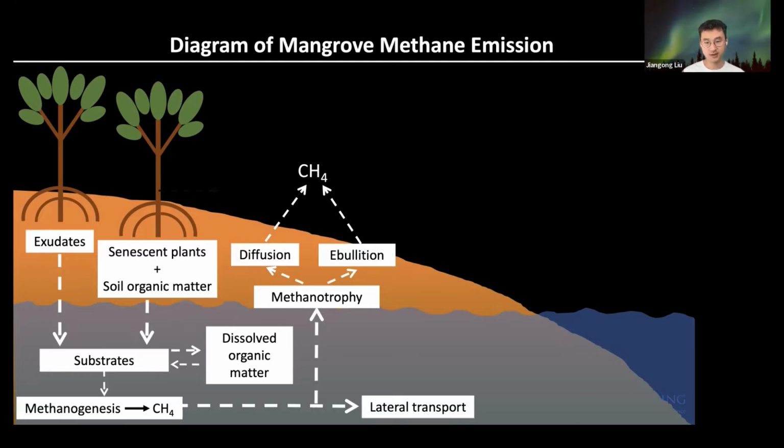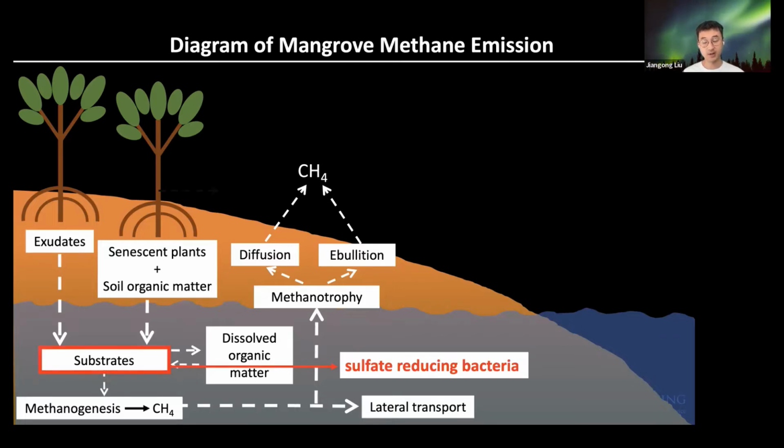And for coastal wetlands, there's a unique feature that the water is quite saline, so the salinity could be high in the water. And there's another bunch of microbes called sulfate-reducing bacteria. They share the common substrate with methanogens, which means these two microbes will compete for the substrate, and the sulfate-reducing bacteria can always win. So in this case, that's why coastal wetlands can be quite minor methane emitters.